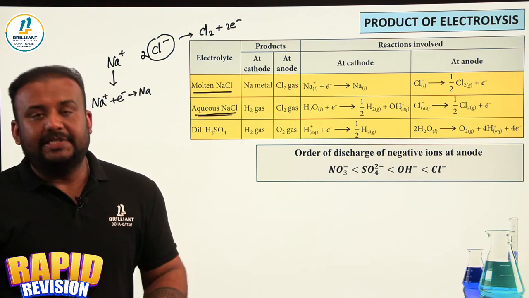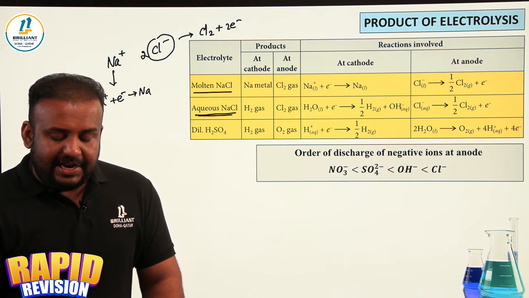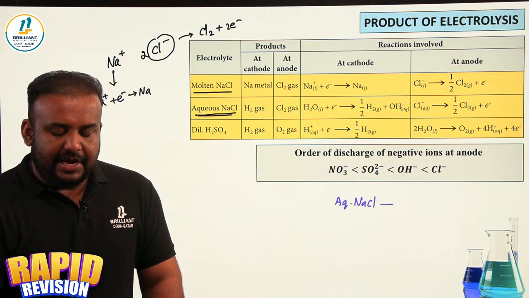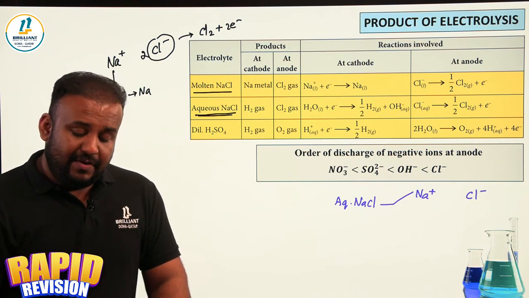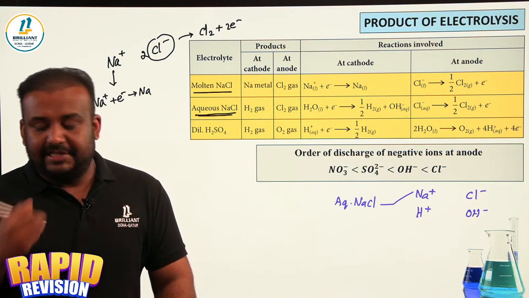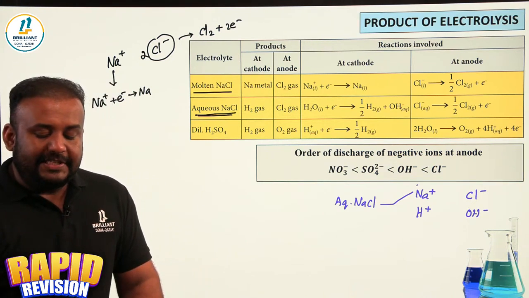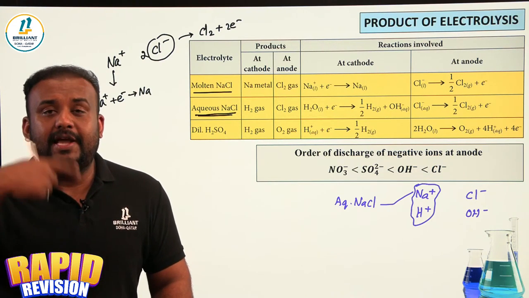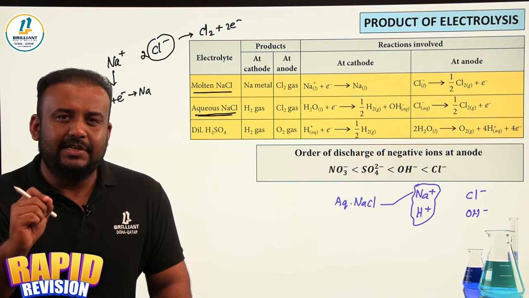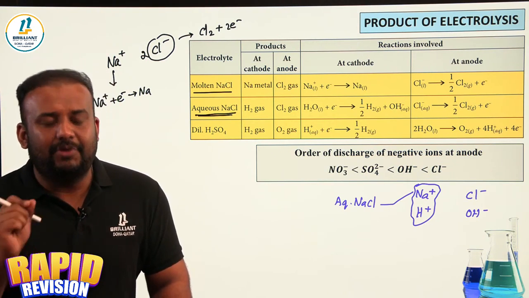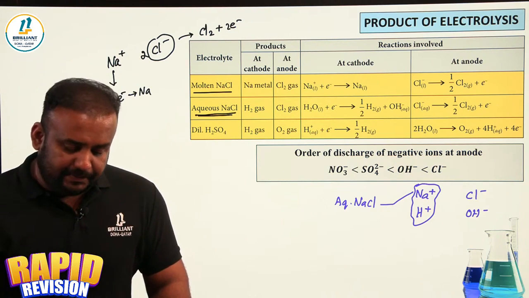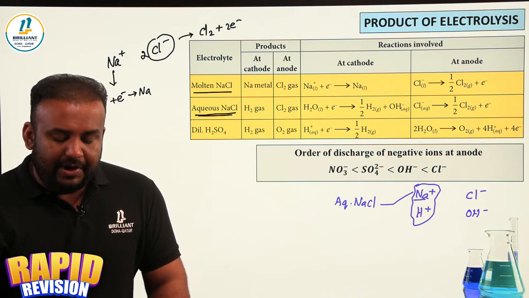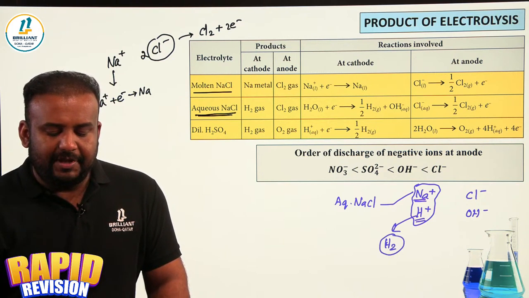Look at another example, aqueous NaCl. When you are electrolyzing, which ions are present? You have Na+ ions and Cl- ions, and since it says aqueous, H+ ions and OH- ions are also there. Now there are two positive ions, so which will get deposited at the cathode? The one which has the highest reduction potential. If you compare sodium and hydrogen, hydrogen has more reduction potential, so hydrogen gas will be released at the cathode.